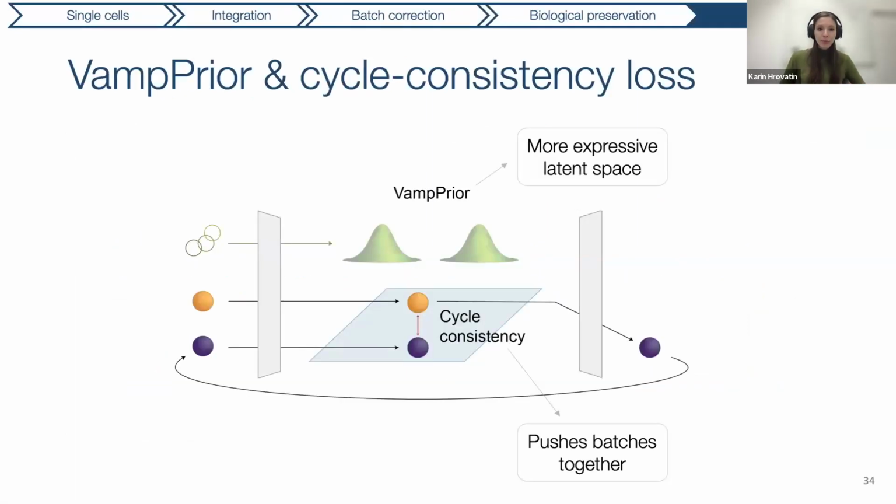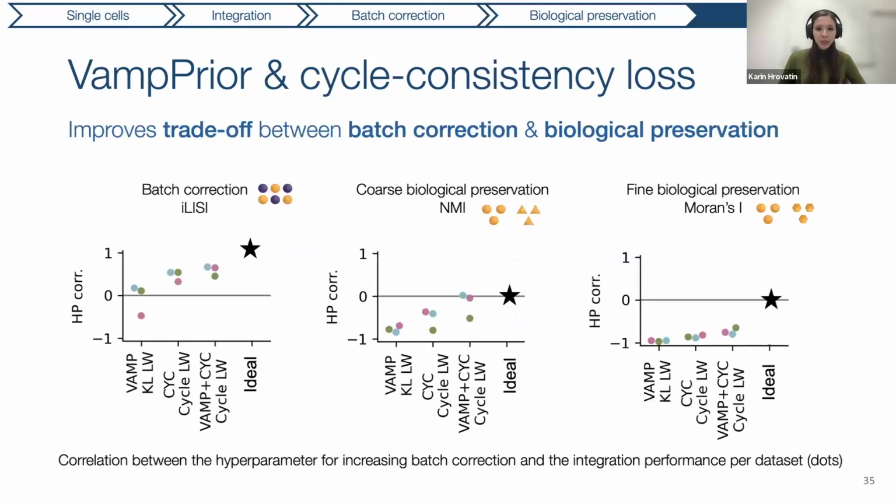So now let's look at how we can combine different approaches to further improve our integration. Here we are combining two complementary approaches: the cycle consistency, which is going to push batches together, and the VampPrior, which provides us a more expressive latent space. So what we wanted to see is if this combined approach actually improves upon the base models. And for that, we looked at the trade-off between batch correction and biological preservation, which we want to optimize.